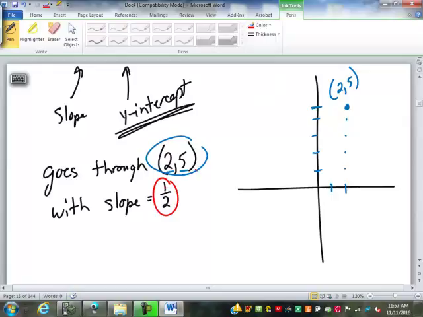Now from that point we apply our slope. And the slope is rise over run. So we go up 1 over 2. There's our line. So all the y-intercept served as is a starting point for us. If we have another starting point along with the slope, we can still graph those lines.